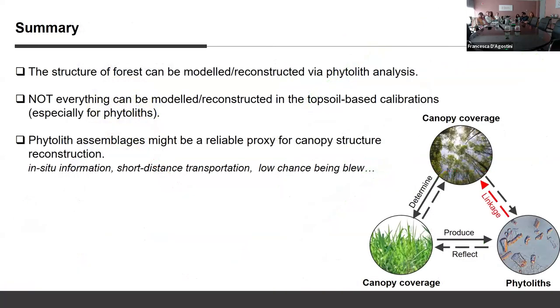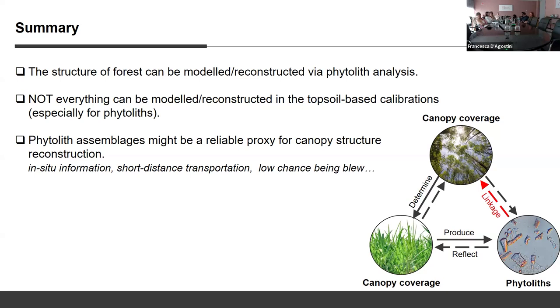At the end of this, I'd like to give a summary. The idea is that we think the structure of the forest determines the ground floor species composition, and then this can be reflected by the phytolith assemblages.